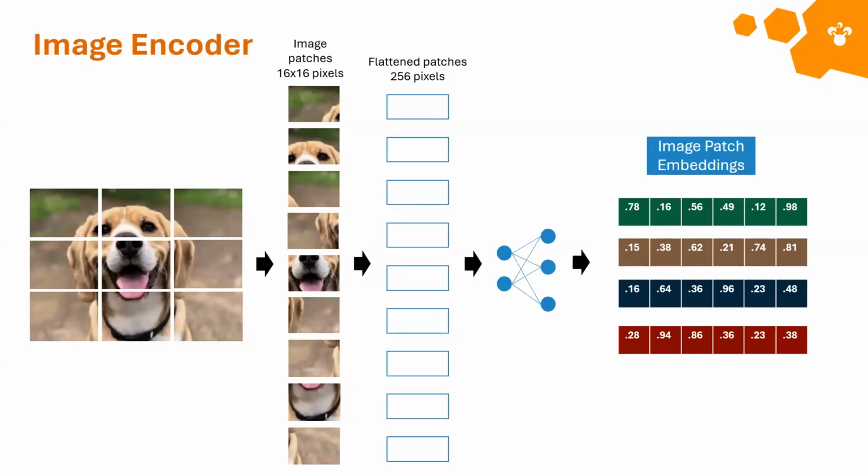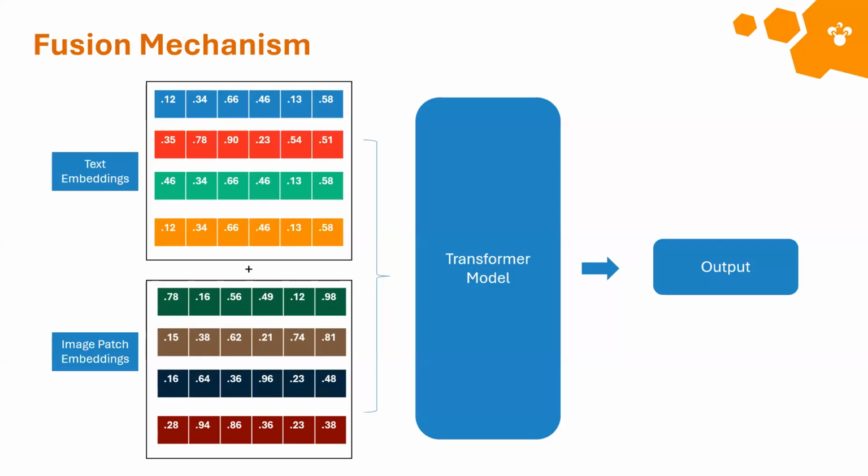Then we have to transform these pixels into a dimension that is compatible with the text embeddings that we created in the previous section. So 256 will be transformed into a vector which is 512 in dimension. And finally, we will get a bunch of vectors that is similar to the text embeddings that we got. Now we are in a position to combine the two encodings together and feed them through a transformer model to get the final answer.